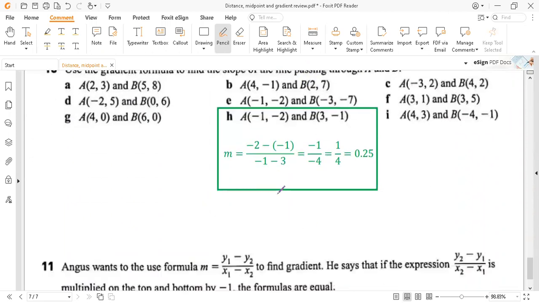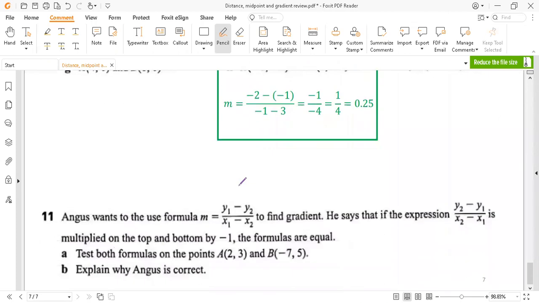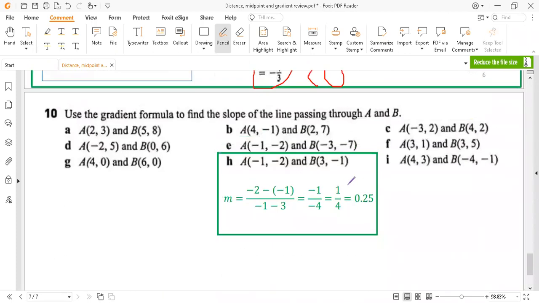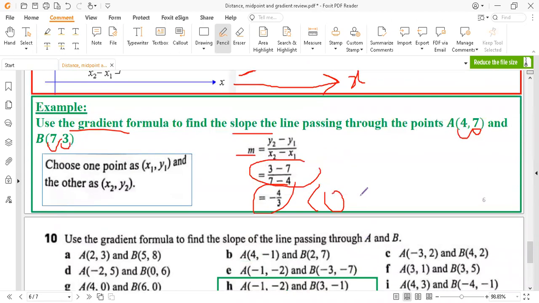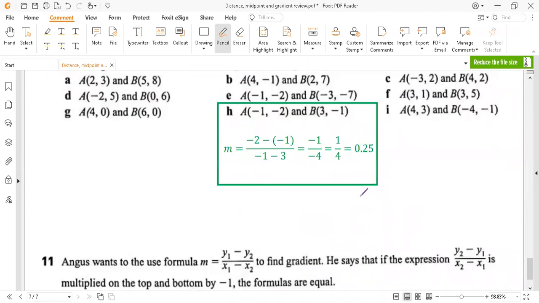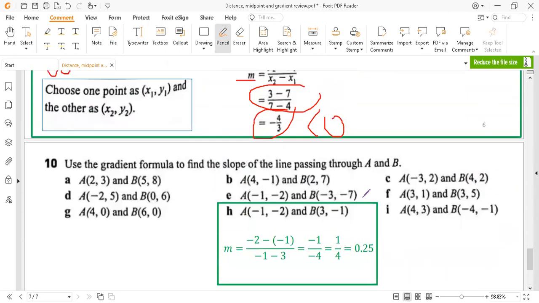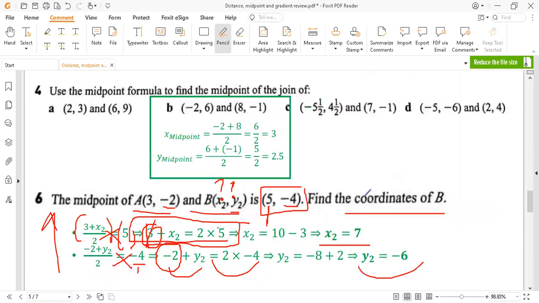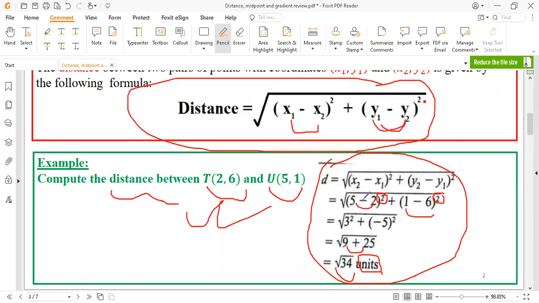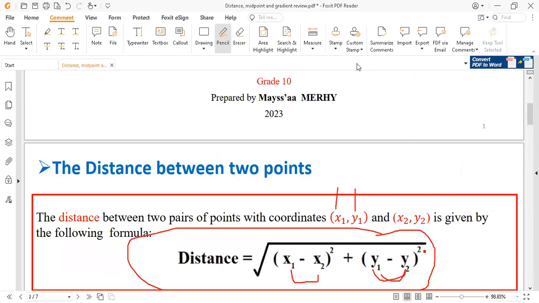And also similarly, we have the same idea in exercise 10, and you can complete all the rest of the exercises by yourself, easily, using the midpoint formula, the gradient formula, and the distance formula.